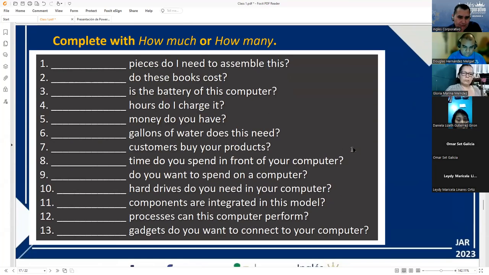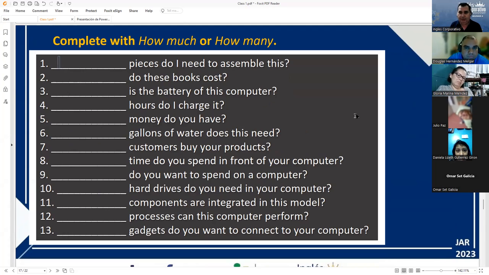Okay, complete with how much or how many? Help. How much? Okay, hello, pieces, singular or plural? How many pieces? Singular. Plural, right? Assemble pieces. Why? Porque tiene S y es plural. So, how many, right? Es contable. How many pieces do I need to assemble this? To assemble is ensamblar, okay? To assemble this. Number two. How much?